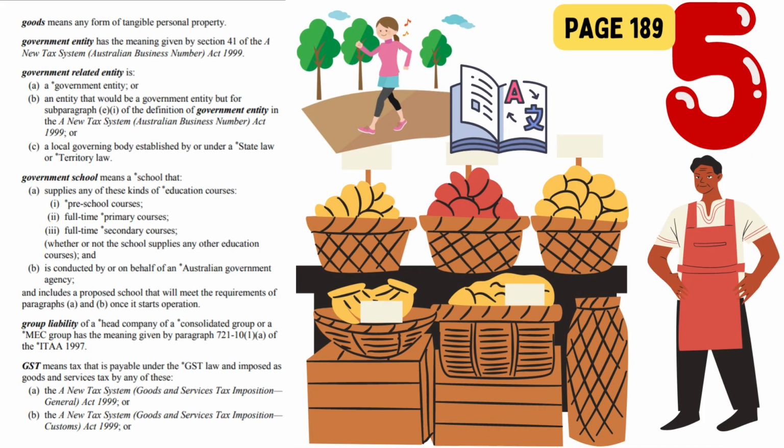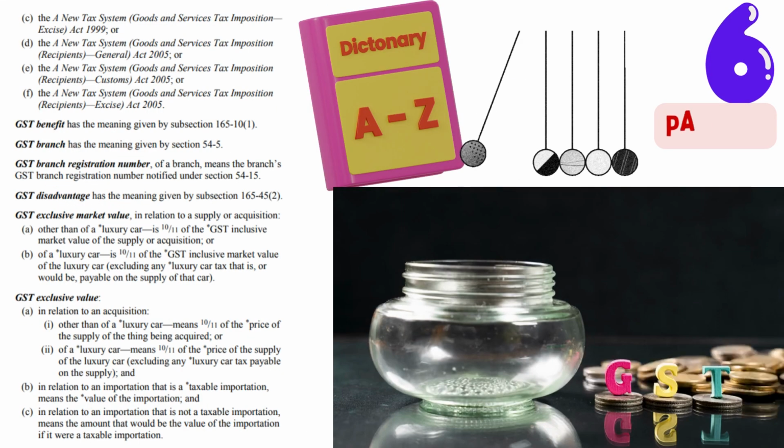Next page. Page 189. Word number 36. Goods. 37. Government entity. 38. Government-related entity. 39. Government school. 40. Group liability. 41. GST. Next page.